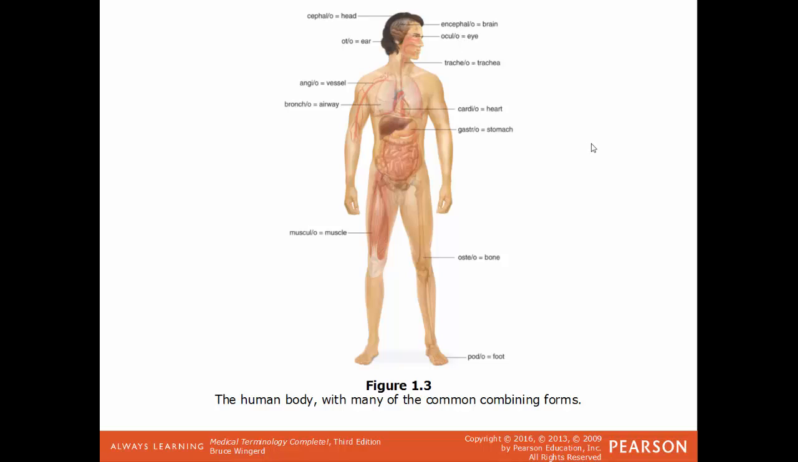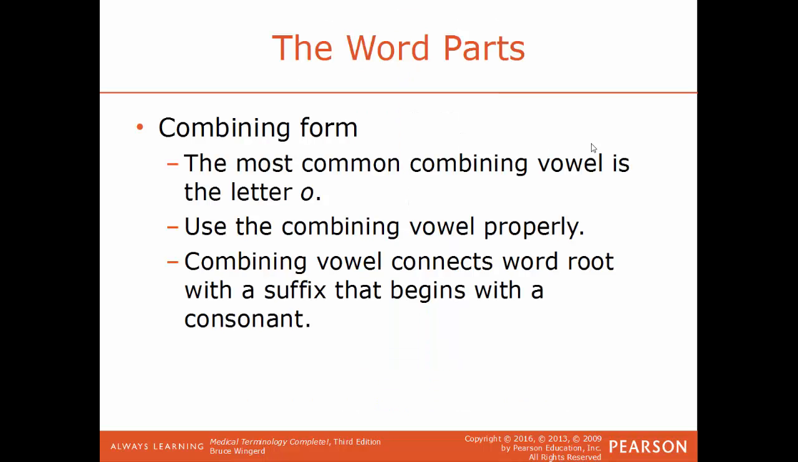And of course, there are thousands more, but these are some very common areas of the body that you'll see referenced. Alright, now we'll talk about the combining form. The most common combining vowel that you'll see is the letter O. A combining vowel is what will connect a word root with a suffix that begins with a consonant. This is really just to make the word sound better, make it flow more naturally.